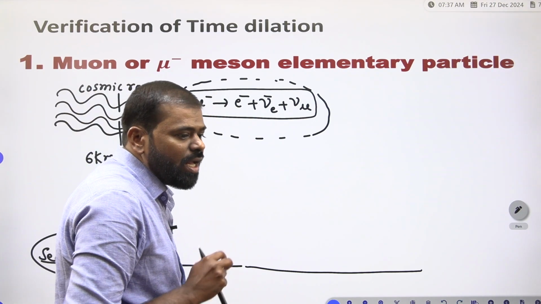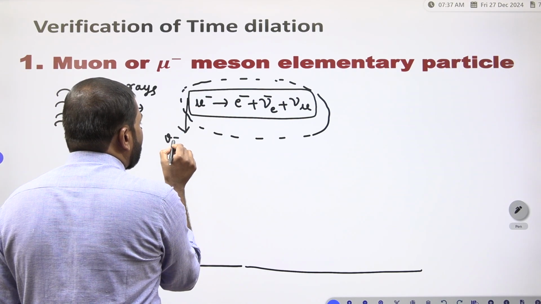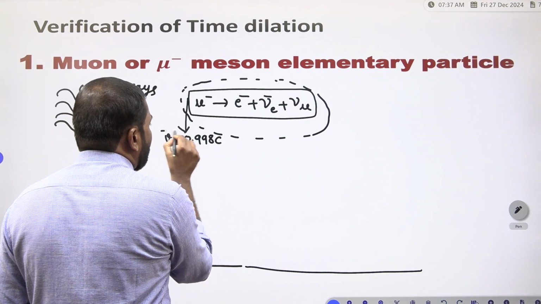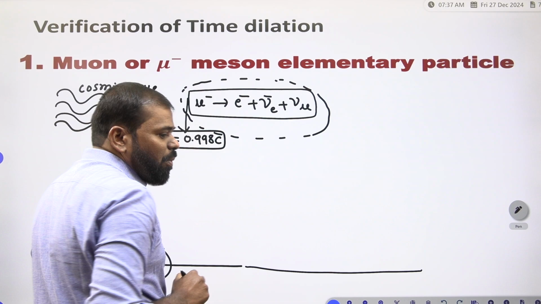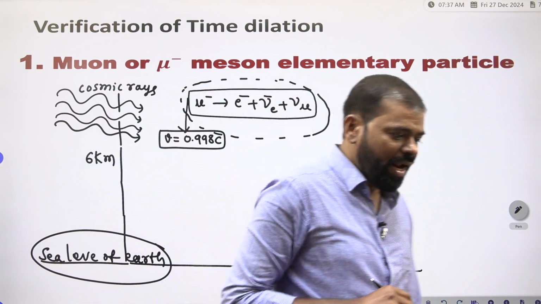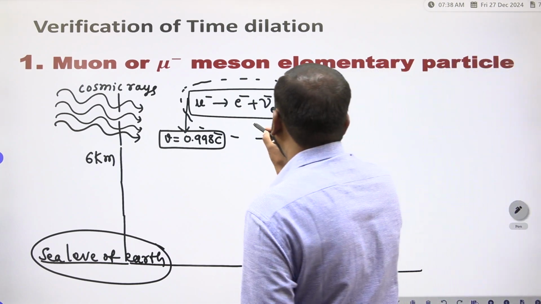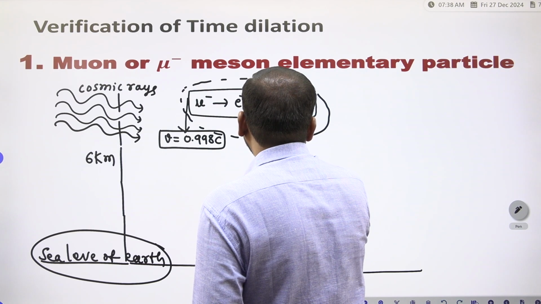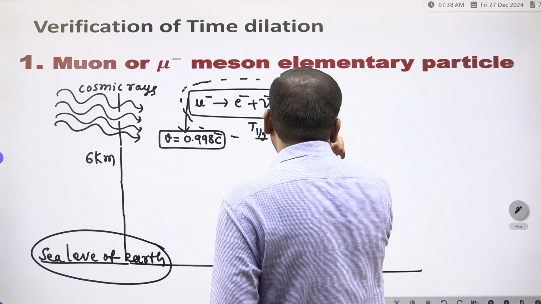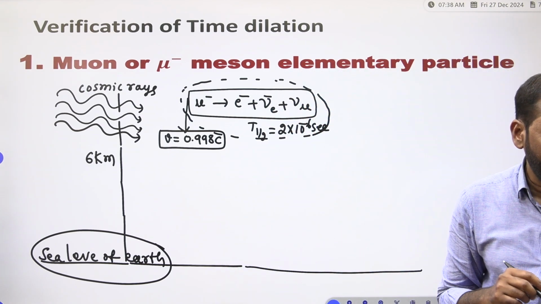Now, this muon is decaying with velocity, what is that velocity? 0.998 c velocity it is coming, right. So, what is the half life of the mu minus? You have to consider this half life is 2 into 10 to the power of minus 6 seconds, 2 microseconds, right.